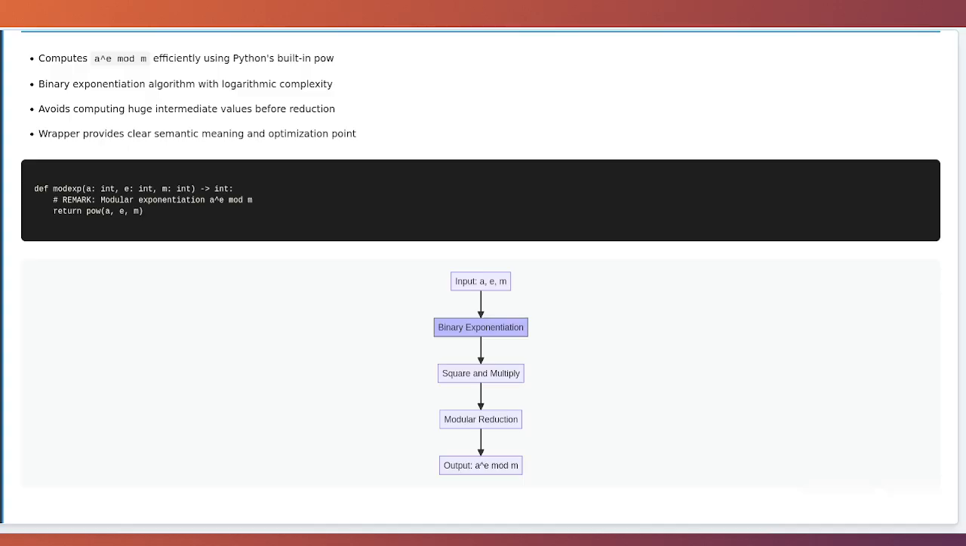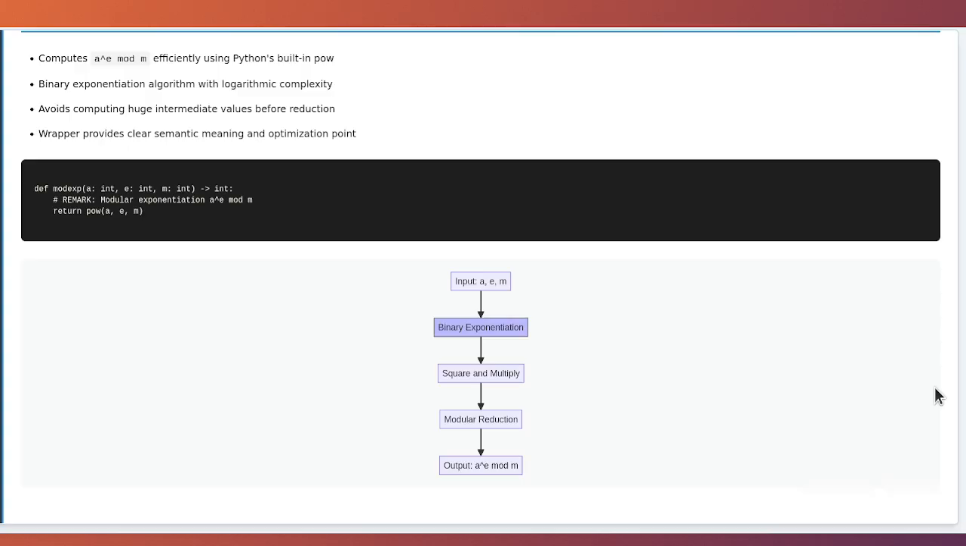Python's built-in pow function, when called with 3 arguments, implements a highly optimized modular exponentiation algorithm. It uses a technique called binary exponentiation, also known as exponentiation by squaring, combined with modular reduction at each step. This algorithm has logarithmic complexity in the size of the exponent, making it practical even for our large cryptographic numbers.